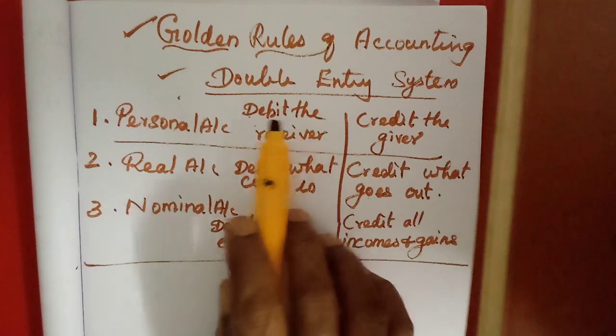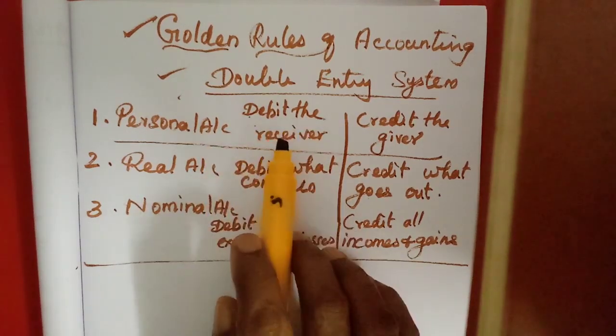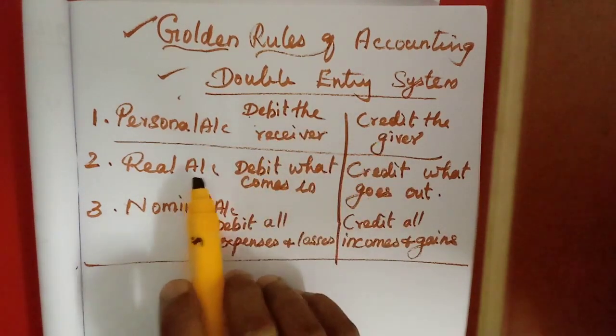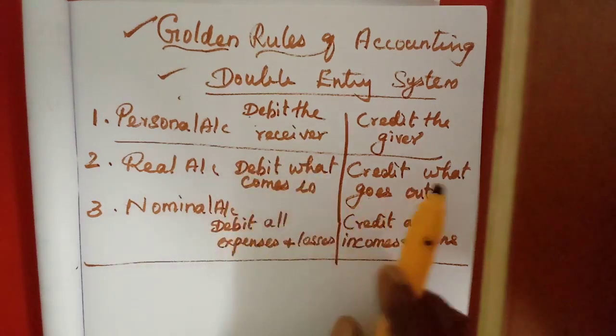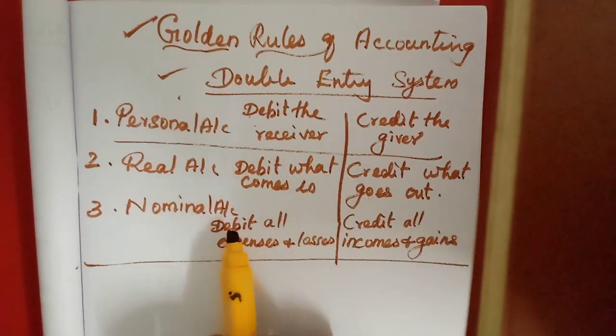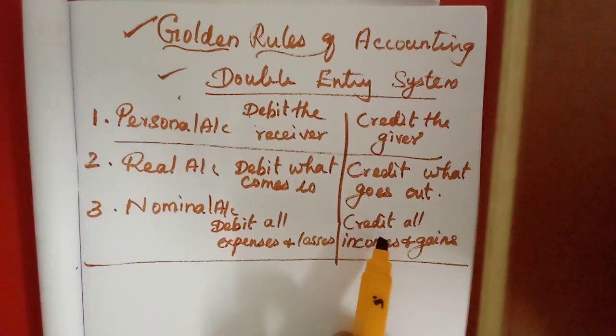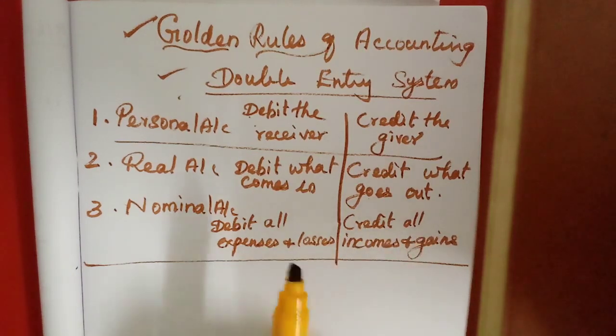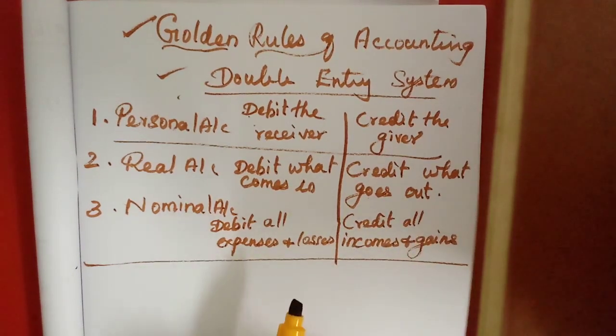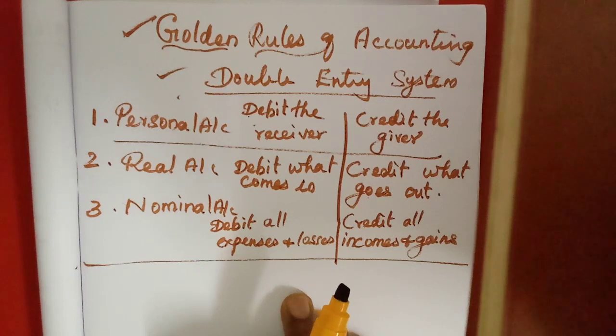Which one should be debited in the personal account? Debit the receiver, credit the giver. The real account: debit what comes in, credit what goes out. Nominal account: debit all expenses and losses, credit all incomes and gains. And first of all, you should know how to identify the accounts. A minimum of two accounts will be involved in a transaction. Okay, that we have to identify.